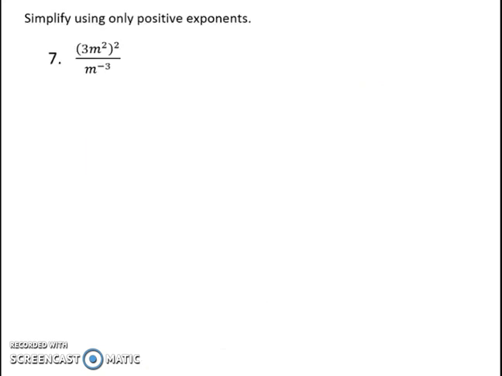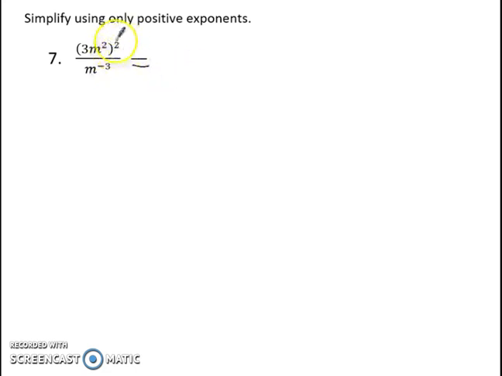Okay, so for our next set of problems, we have to simplify using only positive exponents. And what this really means is we have to condense to a single base where we have the same base, like here we have m and m. We want to use our properties of exponents to simplify into a single base. Let's get started here with the problem.